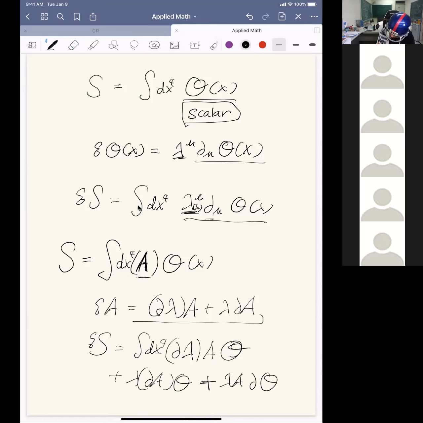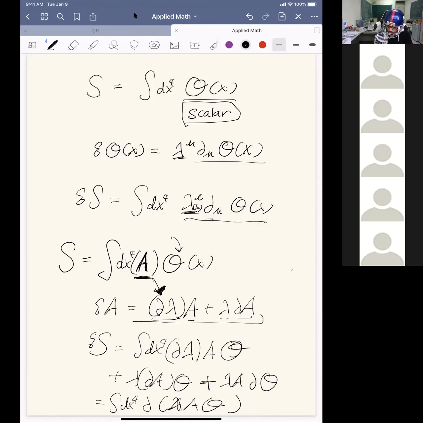Okay, then this is literally just a total derivative, lambda A O. Right? So if I can find some A, such that A transforms in this fashion, partial lambda A plus lambda partial A, then this A multiplied by any scalar function or some scalar operator or whatever, anything that is scalar will result in a gauge invariant action. Okay, does everybody follow?